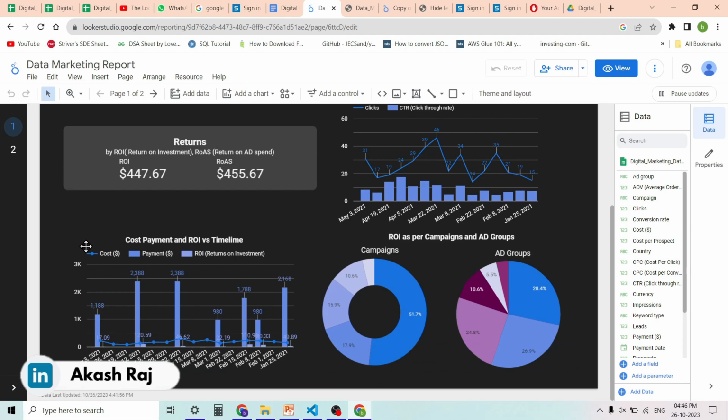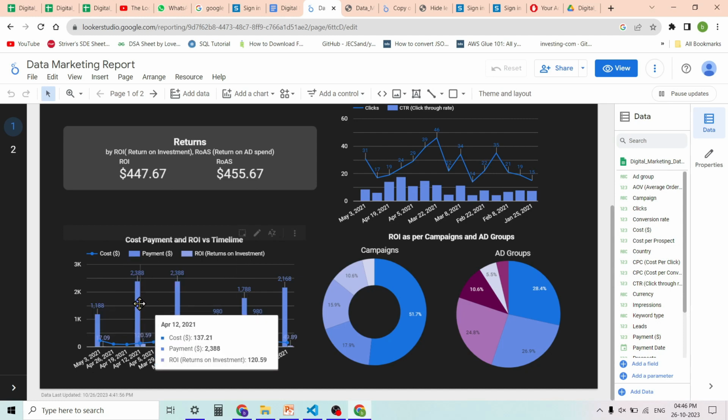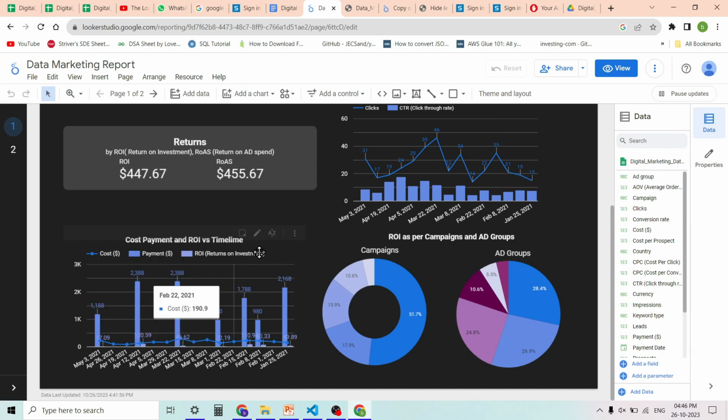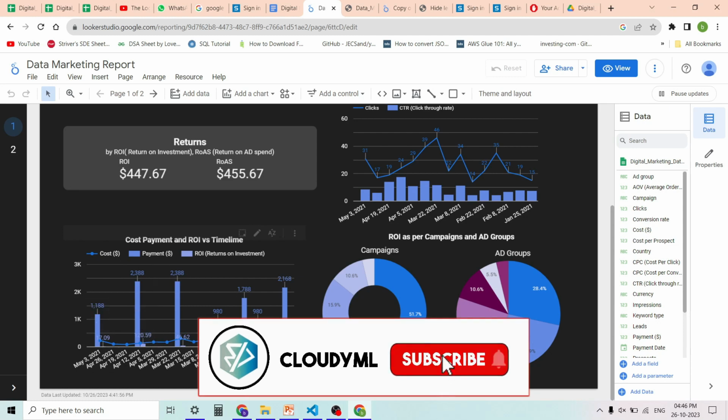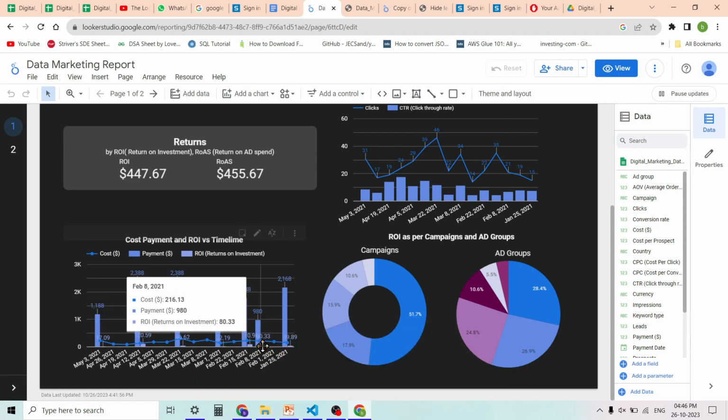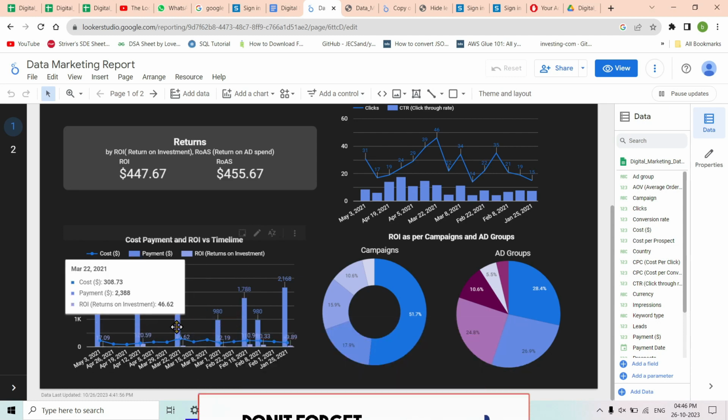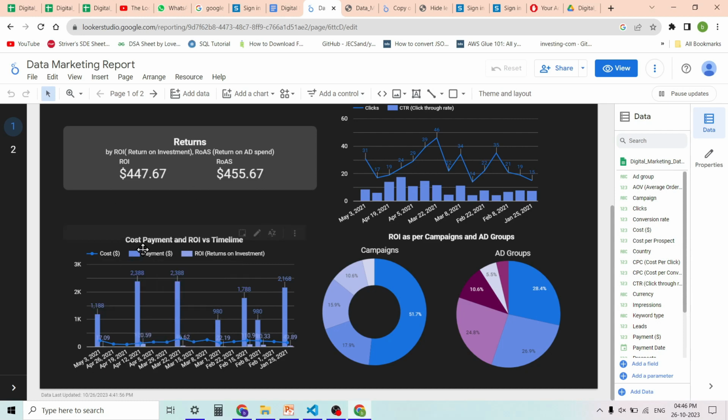Now, in the third graph, we can see the cost and return on investment versus timeline. So you can see that the payment that has been made and the return on investment that we got is shown by it. This is our return on investment, and these are all the payments that we have incurred. So this graph shows this.